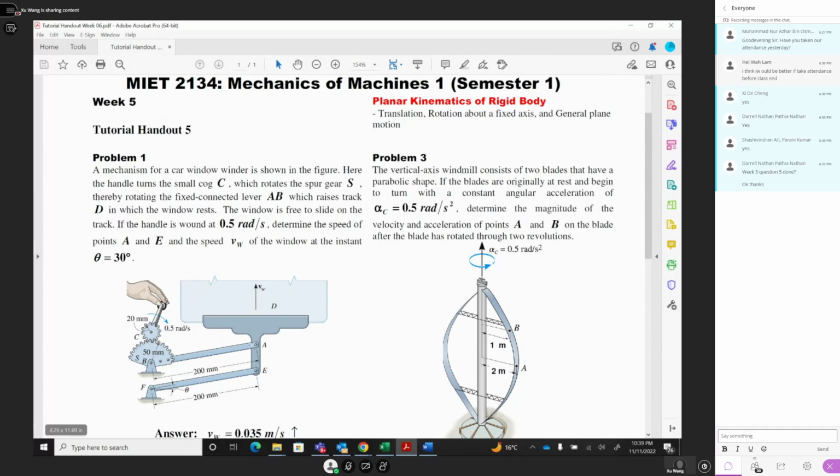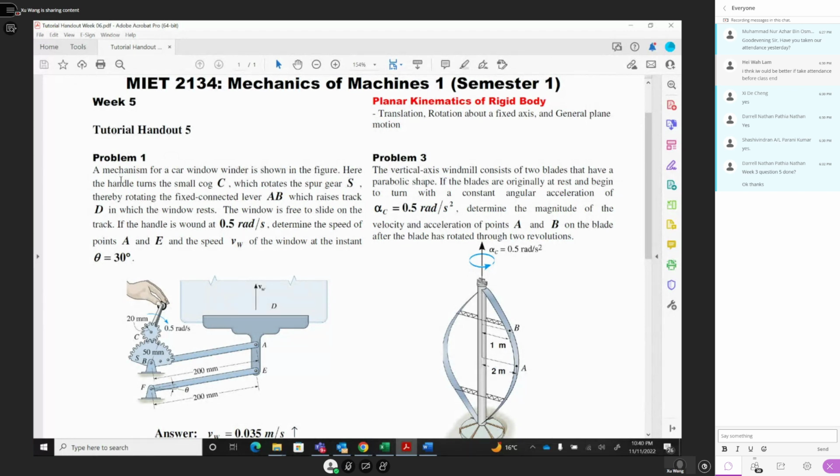Okay, we have to go back to our lecture. Next we talk about the week 5 tutorial. Question 1: this gear is pushed clockwise and this one anti-clockwise, so this gear S will be moved, and then it pushes this one up to make the window move. So the mechanism for the car window winder is shown in the figure.